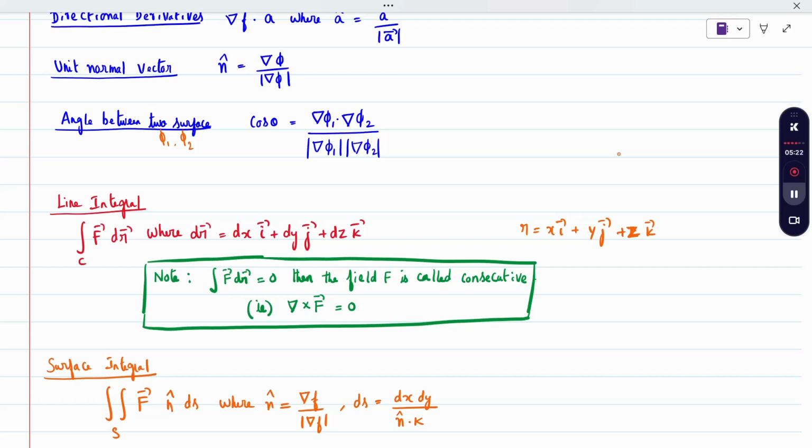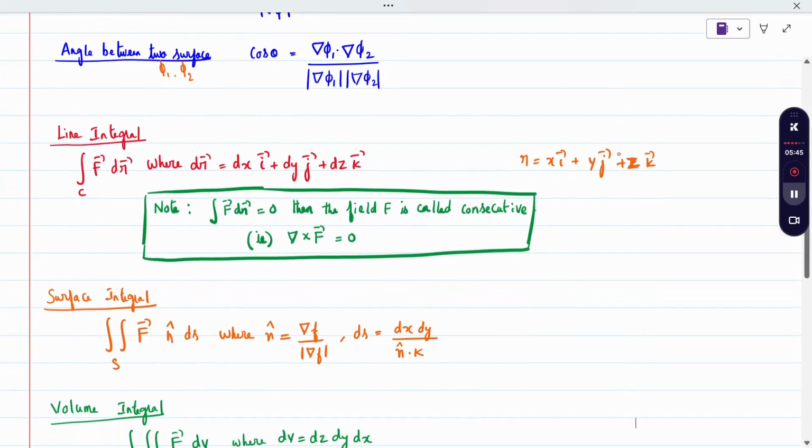When you get the single integration as 0, then we can say the field is conservative. It's nothing but del cross F is 0. Okay, so we can treat it as a special case. When in any problem we are getting 0, we can say this is a special case, and the field is to be conservative.